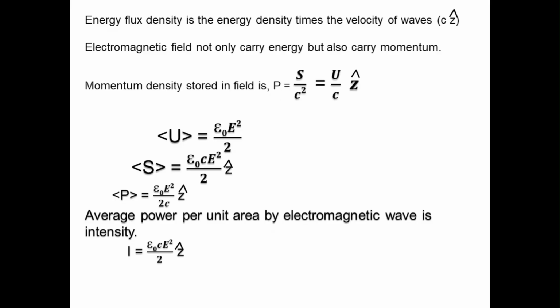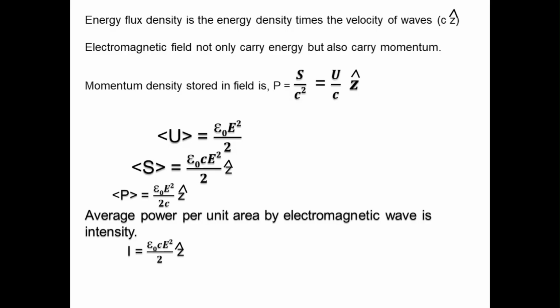So now we can understand that the electromagnetic field carries energy, and not only energy but also momentum, because we know the relationship P is equal to the energy flux density upon c squared. So we can directly find the momentum: momentum is U upon c times z cap. So you can understand that electromagnetic waves have both momentum and energy. So we have proved the dual nature of electromagnetic waves.